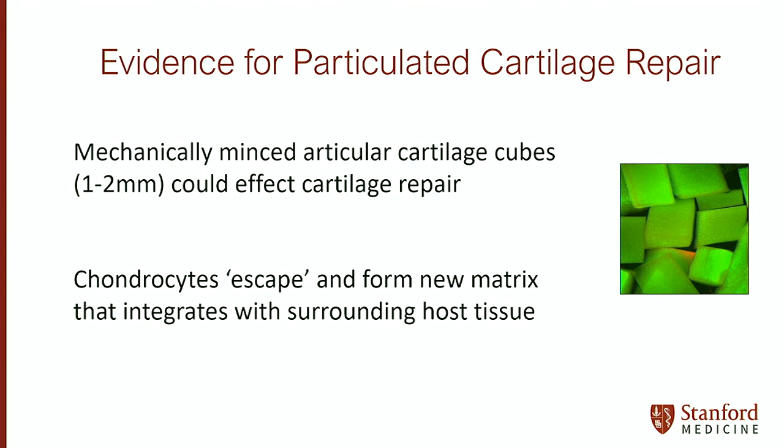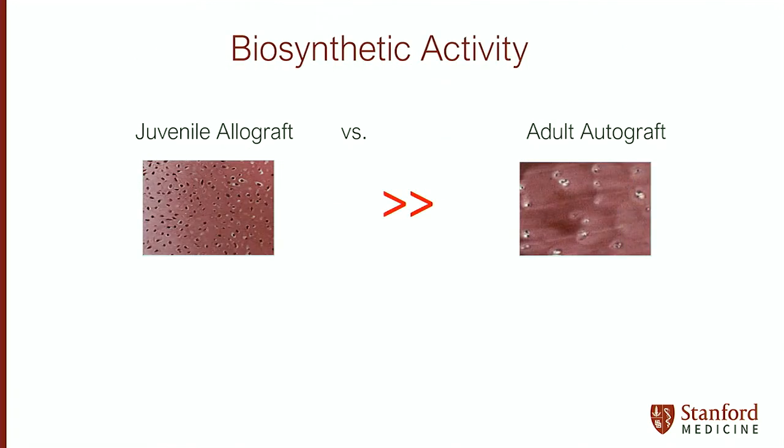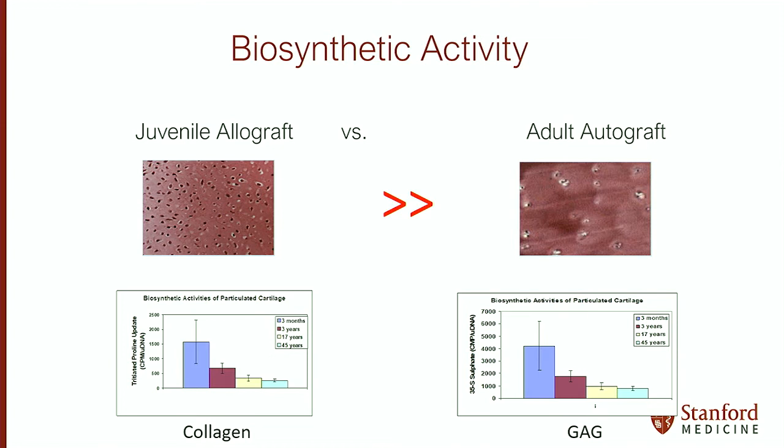So there is evidence for particulated cartilage repair. These mechanically minced cubes could affect repair. They basically have the chondrocytes that can escape. They can form new matrix that integrates with the surrounding host tissue. And so when you look at this, there is biosynthetic activity, juvenile superior to adult autograft, but both actually can get the job done when we're talking about collagen and GAG production.